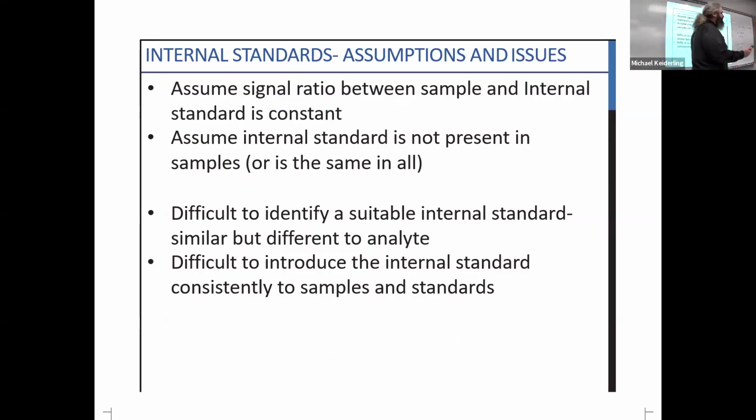So some assumptions: you assume the signal ratio between sample and internal standard is constant. You assume the internal standard is not present in samples already, if you're adding it, or it's the same amount in all the samples naturally. And it can be difficult to identify a suitable internal standard that is similar enough but different enough from the analyte, because they have to be different enough that they separate in your signal, but similar enough that they give you similar signals. So that can be tricky. And it can be difficult to introduce the internal standard consistently to samples and standards. That can be one issue.